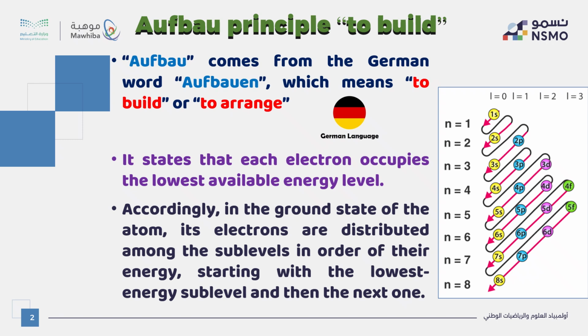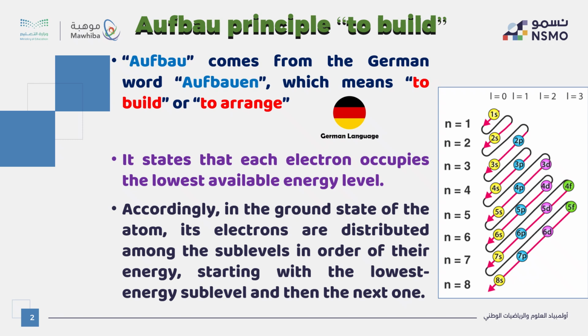What do the letters s, p, d, f mean? Each energy level is divided into sublevels: s sublevel, p sublevel, d sublevel, and f sublevel. These sublevels have different energy even if they belong to the same energy level.